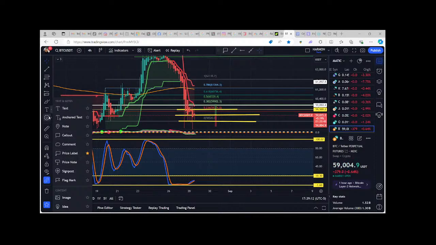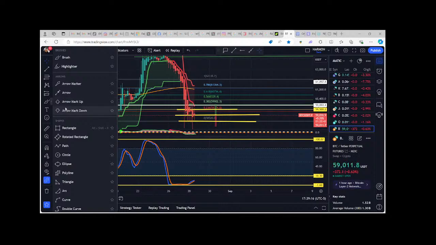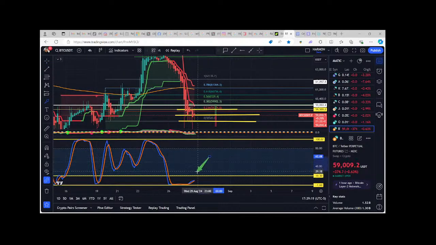RSI, and this is kind of what we call what we're focusing on.